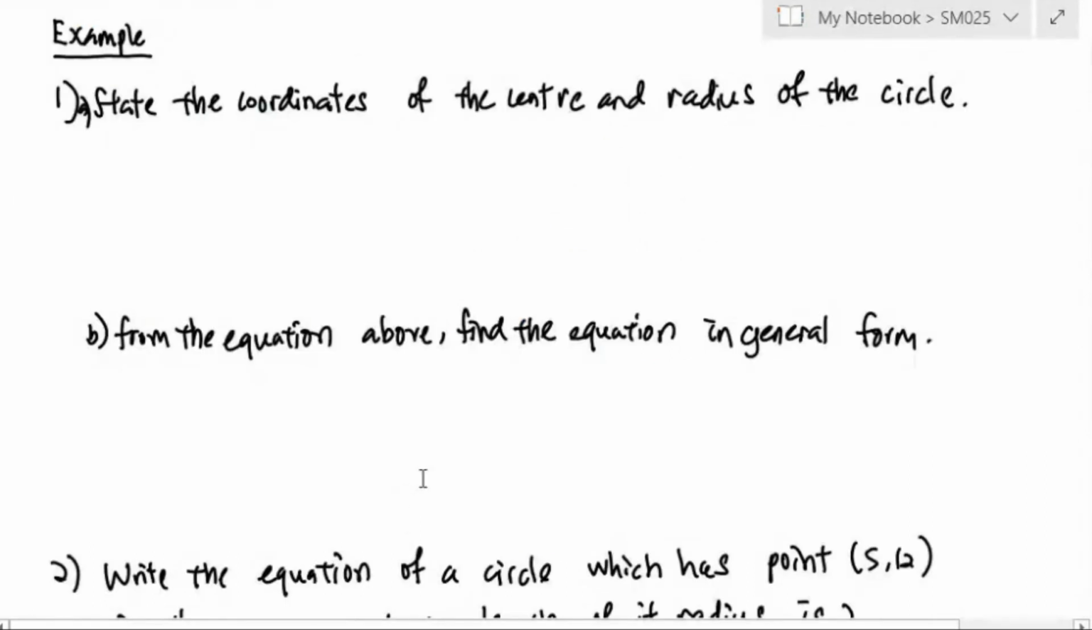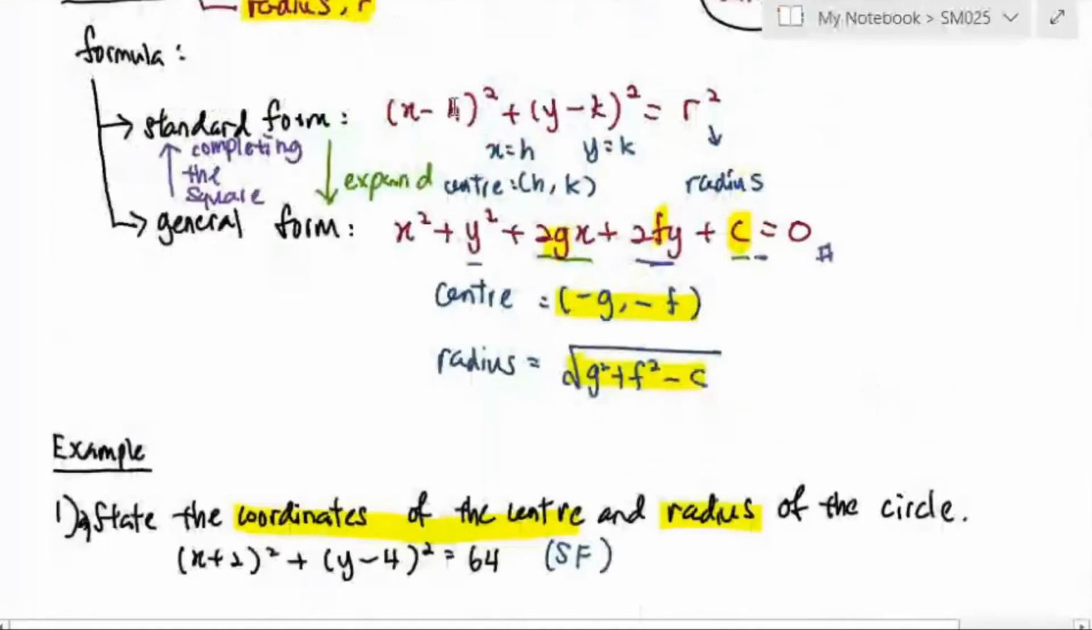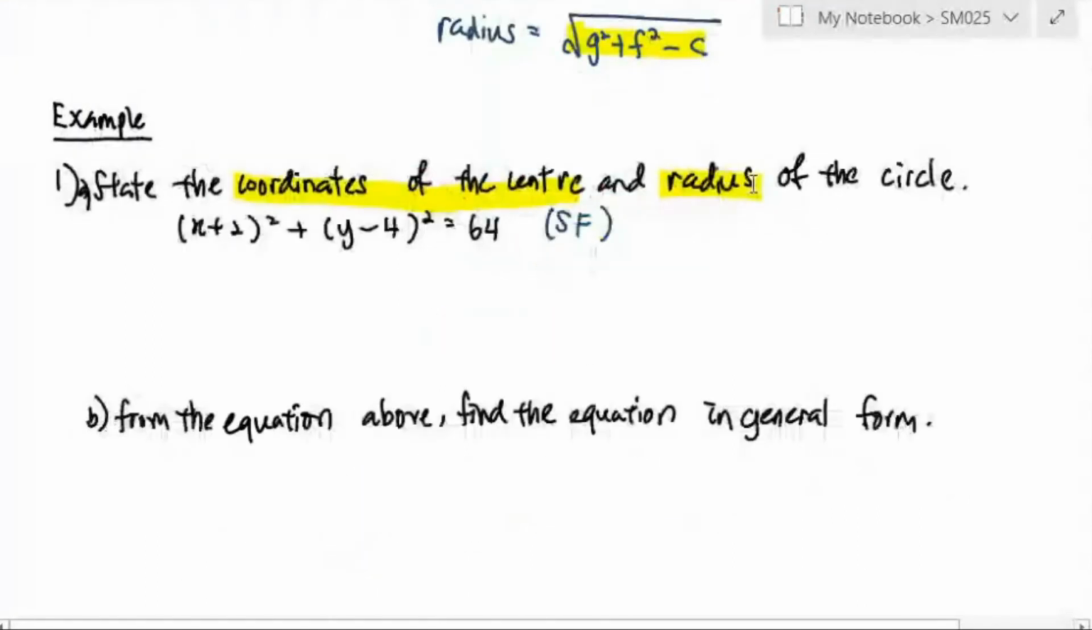For question number 1A, state the coordinates of the center and the radius of the circle. So here is our equation. What kind of form is this equation? This equation is in standard form. Do you still remember how to get information from your standard form? Get your X coordinate, get your Y coordinate, and the square root of the value at the back will be your radius. So what's your X coordinate? -2. What's your Y? It will be 4. So from here, very obvious, our center will be -2, 4.